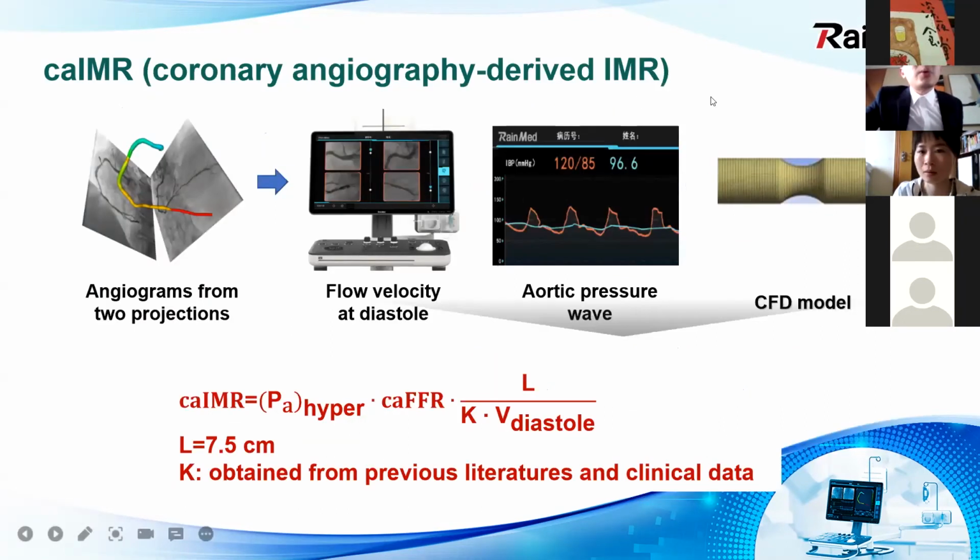This is how we measure the caIMR, which is quite similar to caFFR. You can see that we use two angiograms from two projections, and then we can get the flow velocity, and together with the aortic pressure wave and our optimized CMD model, we can get the accurate caIMR value.